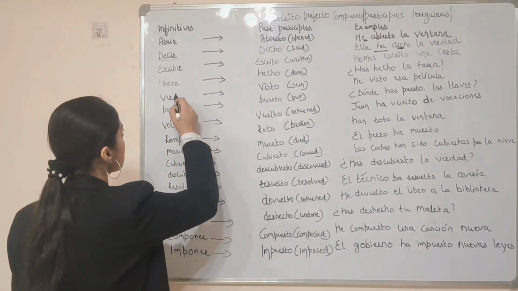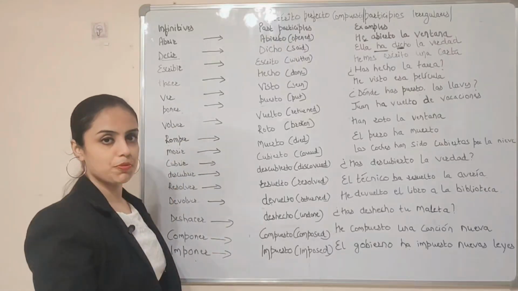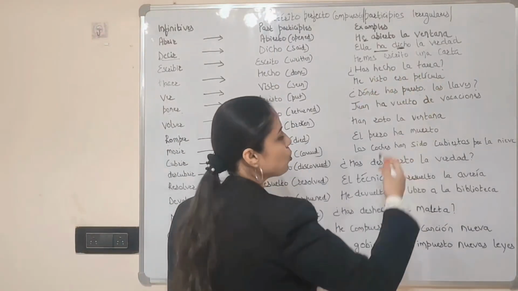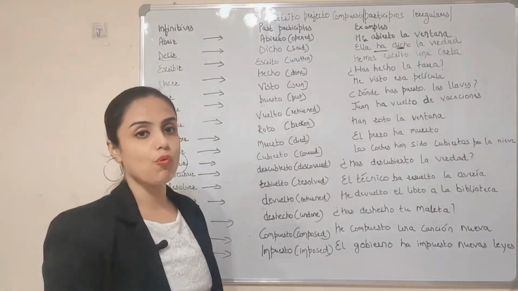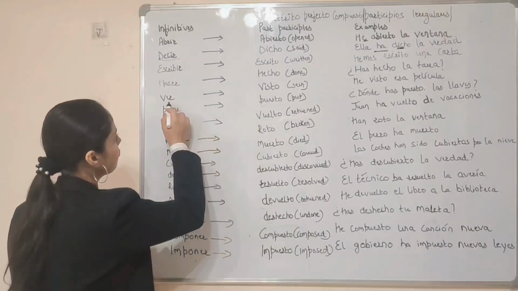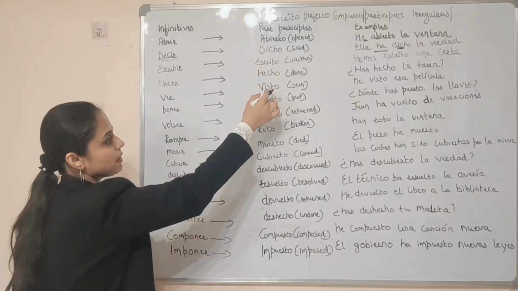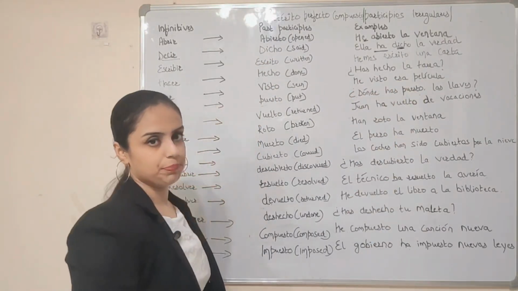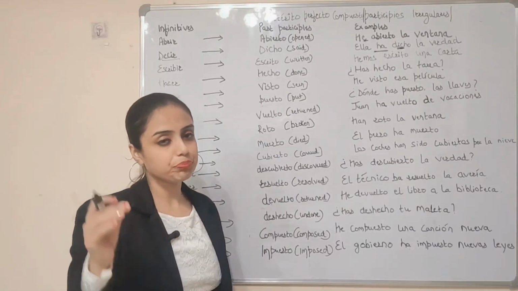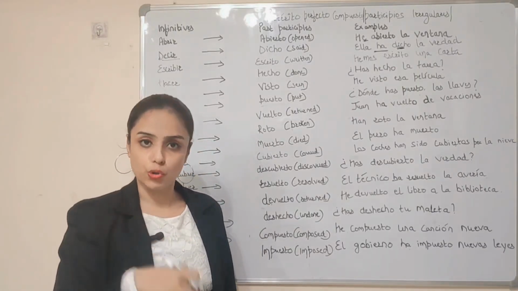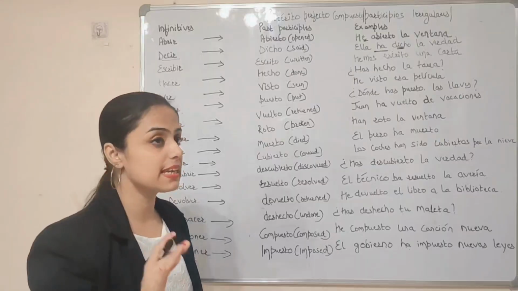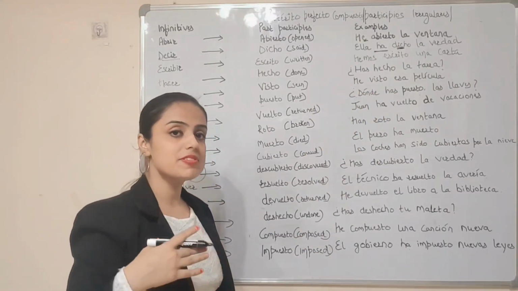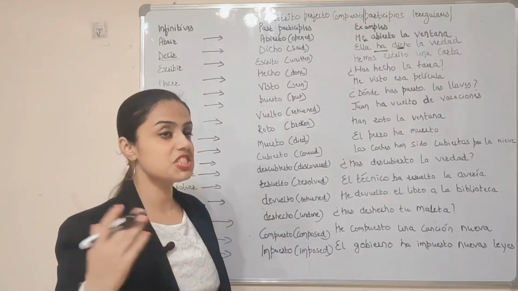Vale? The next one is hacer. The past participle of hacer is hecho, which means done. Por ejemplo, has hecho la tarea. Have you done your homework? The next one is ver. The past participle is visto, which means seen. He visto esa película. Here I am talking about the yo form, and the yo form of haber is he. So he visto esa película. That means I have seen that movie.